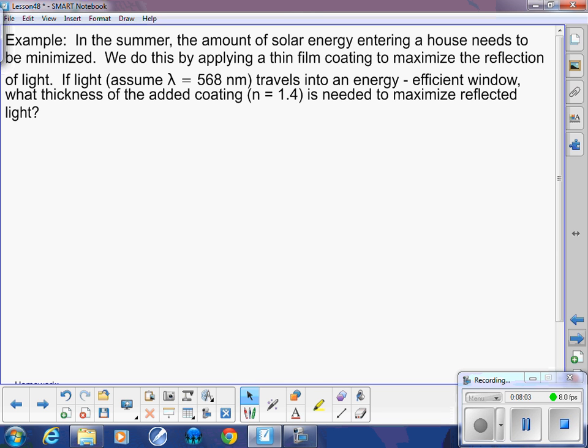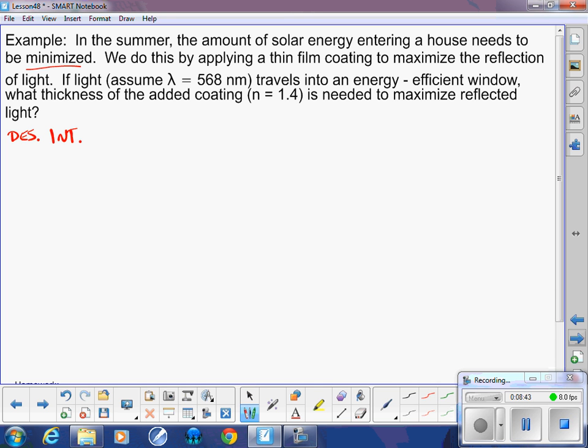In the summer, the amount of solar energy entering a house needs to be minimized. As soon as you see the word minimized, that means we're looking for destructive interference. Destructive interference is a good thing in this question. So we do this by applying a thin film coating to maximize the reflection of the light. If the light has that wavelength and travels into an energy efficient window, what thickness of the added coating is needed to maximize reflected light? Maximize reflected light. So what do we know?